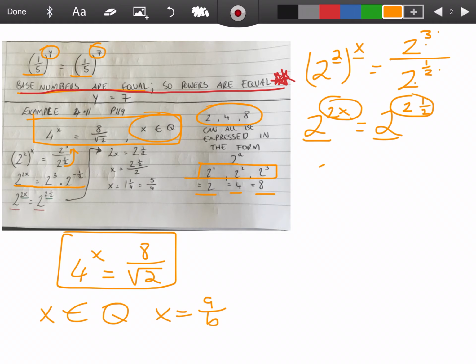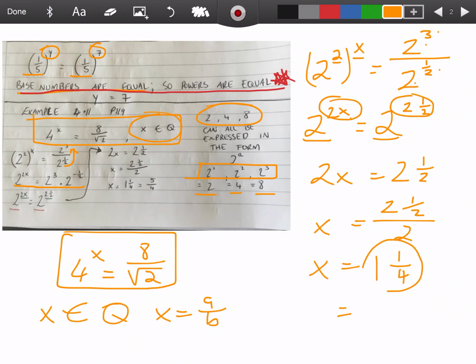So now I can just say that 2x is equal to 2.5. And then I solve for x. X is equal to 2.5 over 2. So I'm halving 2.5. As much as that sounds a bit silly. Half of 2 is 1. Half of a half is a quarter. So it's 1 1/4. Usually we'd put it in terms of a top heavy fraction or an improper. So I've got a mixed number here and I want it in terms of a top heavy fraction. So I just change that to then 5 over 4.